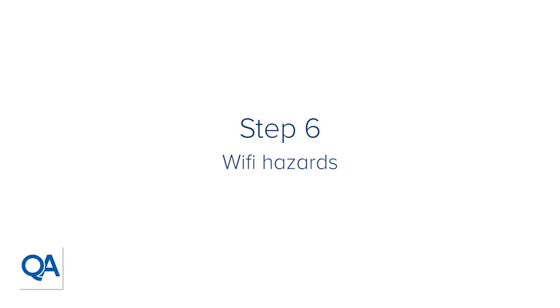Step 6, Wi-Fi hazards. So how many people out there on their lunch break take their work laptop and go and sit in a coffee shop somewhere to carry on doing what they're doing? You're joining open Wi-Fi. So if a hacker was to come into that same coffee shop and join that open Wi-Fi, they can use tools to analyse that network. You need to be aware of what you're doing and who's around you.